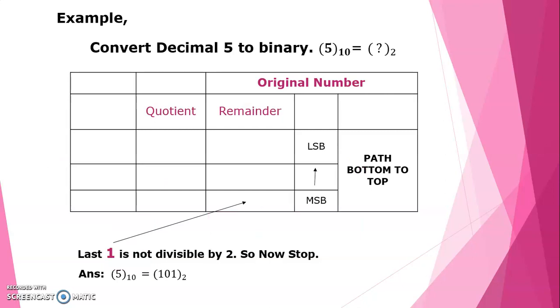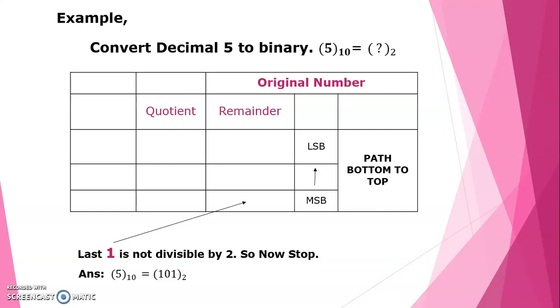Here you can see the example. We have to convert decimal 5 to binary. Convert decimal 5 to binary, where decimal means the base of 10 and binary means the base of 2. So here you can see that next to 5 in brackets we can write the 10, so that defines the decimal. And we have to find the binary, which is defined by the 2 after the bracket.